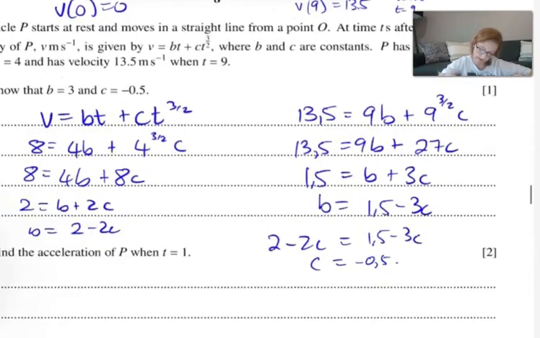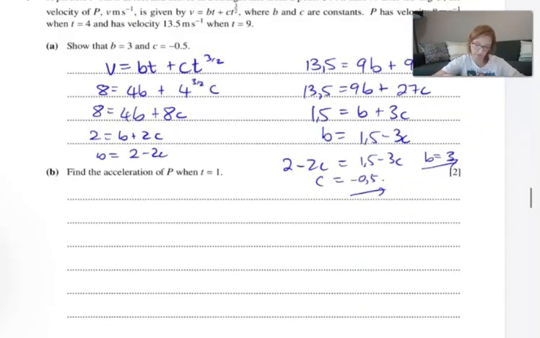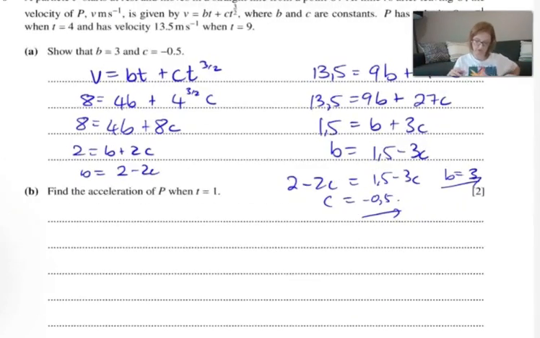And then if I plug in, my B is going to be 2 minus 2 times minus 0.5, and that gives me 3. Okay, so I ran out of space a little bit there, but we got the answer. That's just plugging in simultaneous equations. It's not really testing our integration or differentiation or anything.